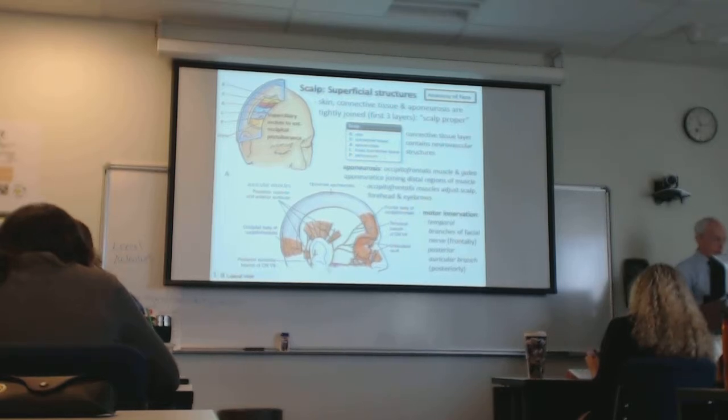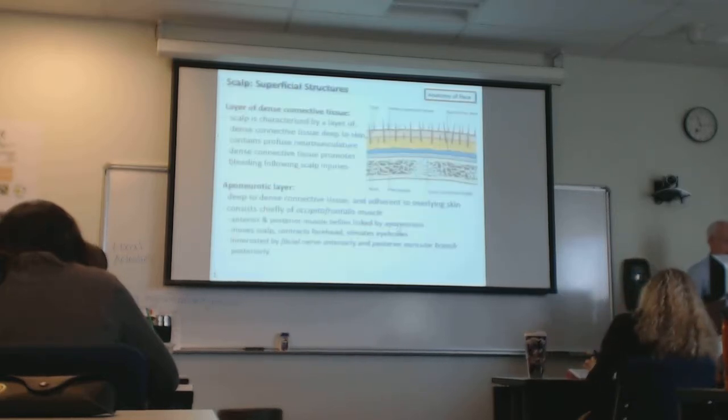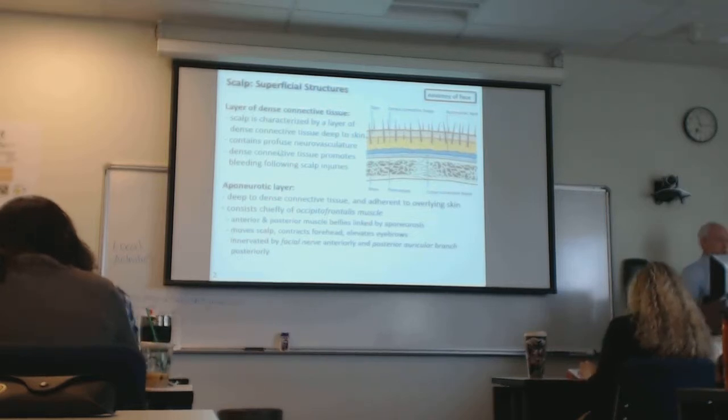The muscles here, as you can see, are all branches of cranial nerve 7. These two bellies are powered by cranial nerve 7. So I talked a little bit about the scalp.